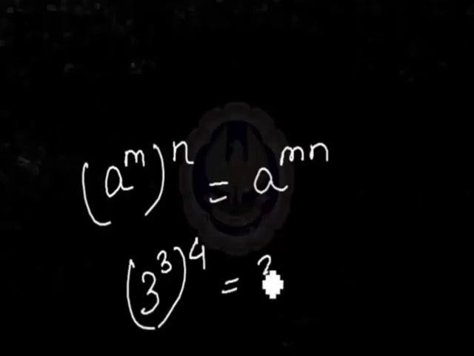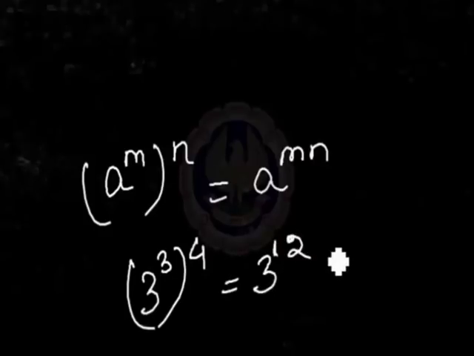So these were three properties which we did. Then what else did we do? We did a to the power m whole to the power n. If we have something like this, we can multiply and write a to the power mn. So if you have something like 3 to the power 3 whole to the power 4, this can be written as 3 to the power 12.